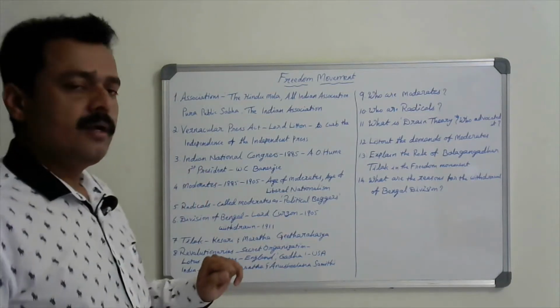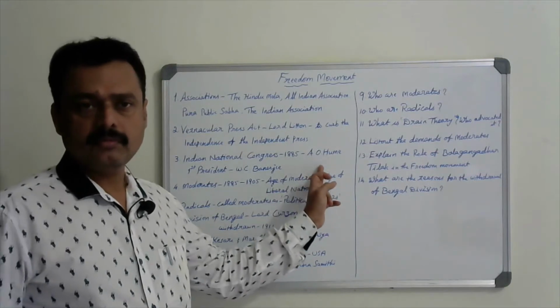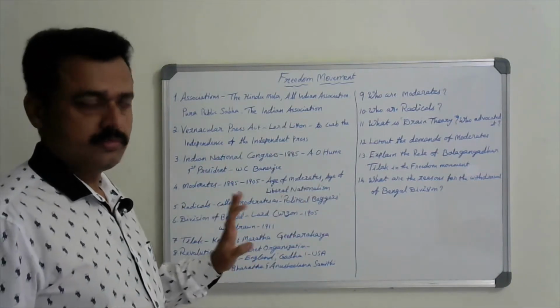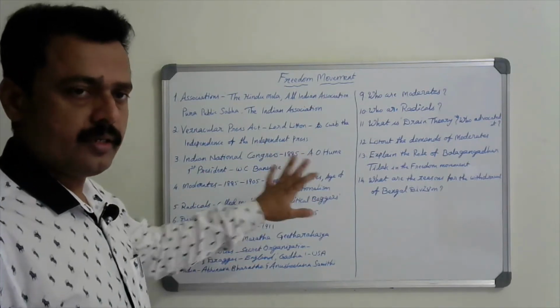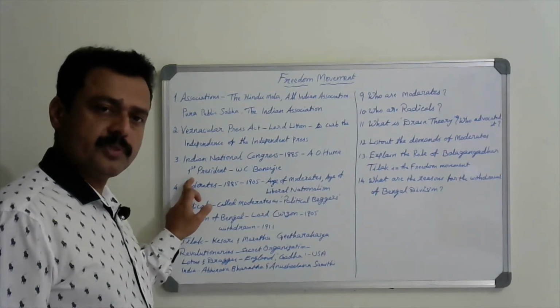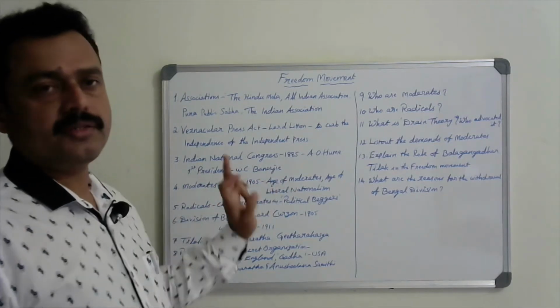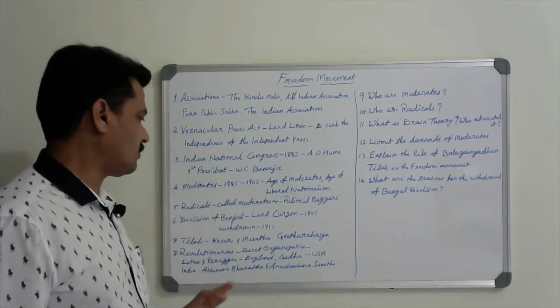The Indian National Congress was established in 1885. Who established it? A.O. Hume, and he was an English civilian. And who was the first president of the Indian National Congress? Umesh Chandra Banerjee, or W.C. Banerjee. He was the first president.